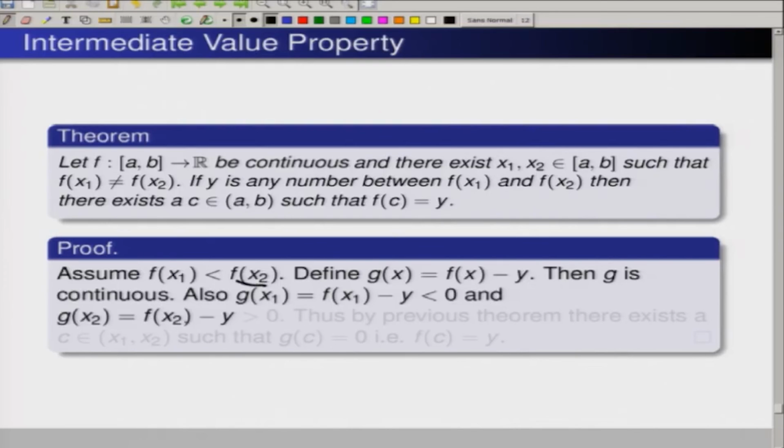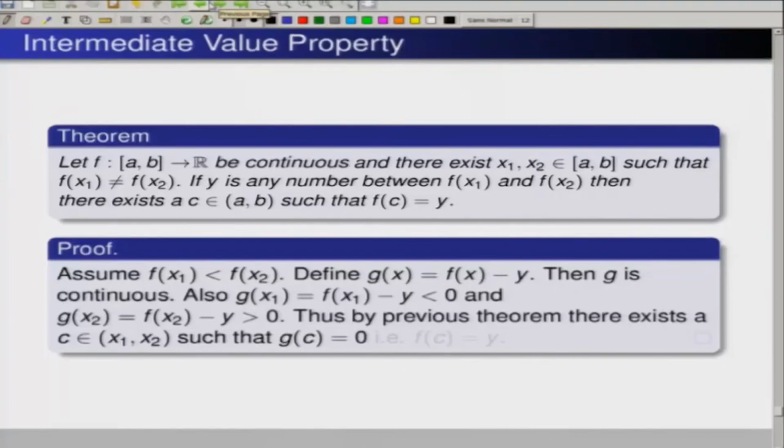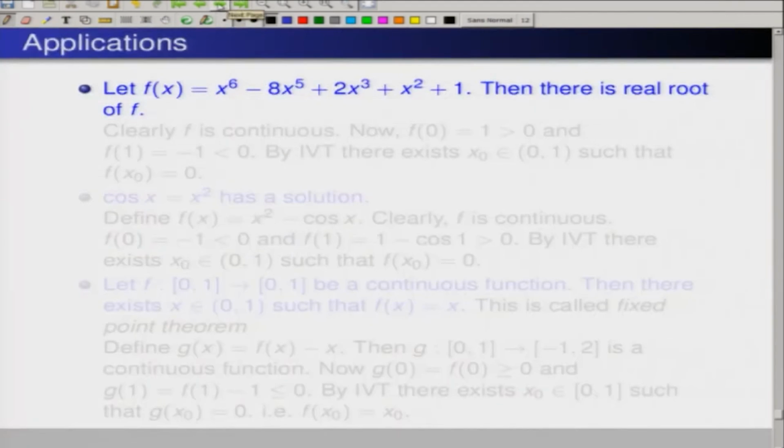So, for this g, by the previous theorem, at one point x 1 it is taking a negative value and at x 2 it is taking a positive value. Therefore, there is going to exist one point between x 1 and x 2 where g is going to take the value 0. Okay. So, g equal to 0 means there exists a c such that g of c is equal to 0. g of c equal to 0 means f of c minus y is equal to 0. Therefore, f of c is equal to y.